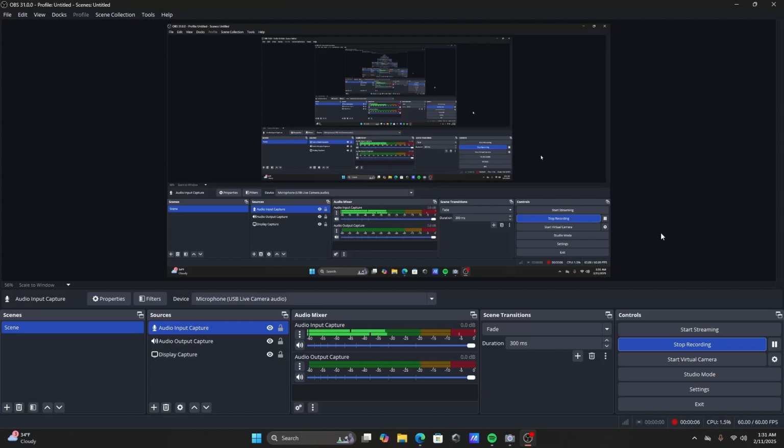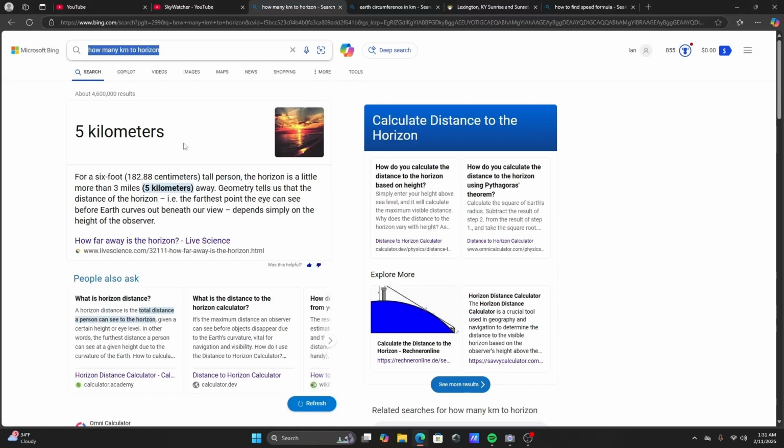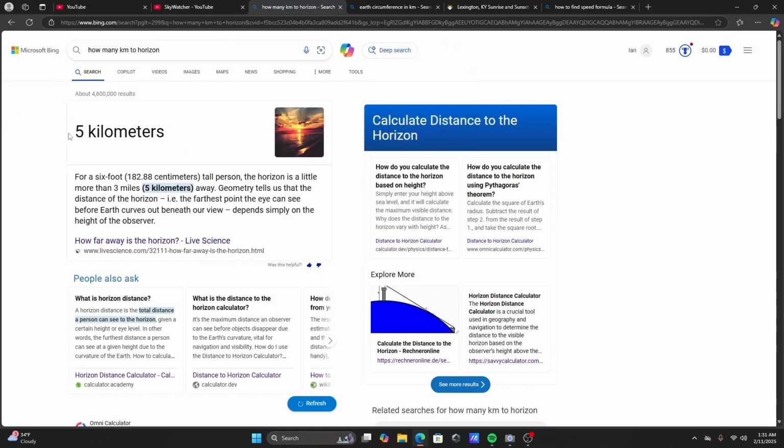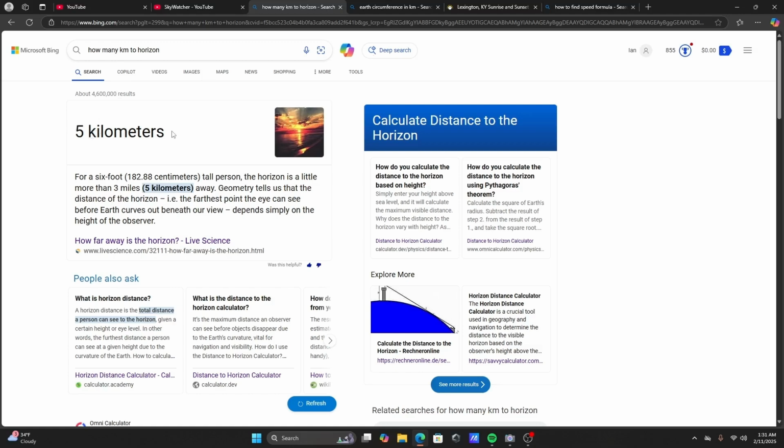I want to talk about something that no one else ever seems to talk about. So, distance to the horizon, 5 kilometers. We're gonna do things in metric because it's just better. 5 kilometers to the horizon, okay?